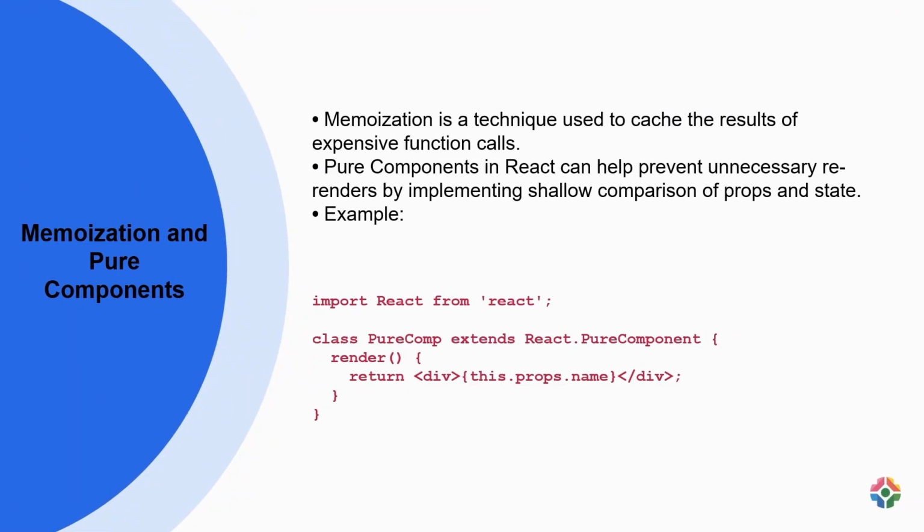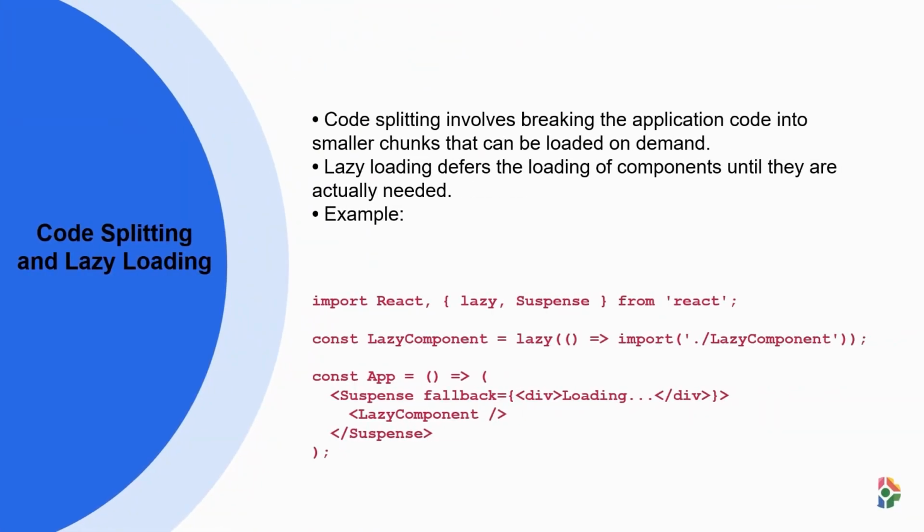Memoization is a strategy to store previous results of costly function calls for swift access. React's Pure Components aid in avoiding redundant re-renders by inspecting prop and state changes using shallow comparisons. For instance, in React application development, implementing React.PureComponent ensures that the component only re-renders when necessary, promoting better performance by preventing unnecessary render cycles. Code splitting is the practice of dividing the application code into smaller parts that can be loaded only when necessary. This helps in optimizing the performance of the application by reducing the initial load time.